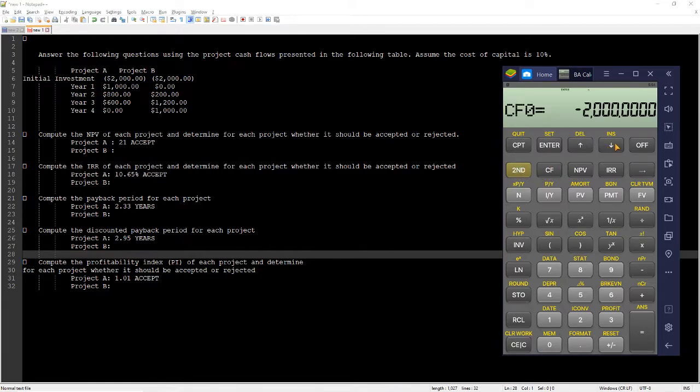So we already know that it's going to be 2,000 for the initial cash flow. And year 1 is actually going to be 0. Year 2 is going to be 200. Year 3 is going to be 1,200. And year 4 is going to be 1,000. And the cost of capital is the same. Compute, and we get a negative $250.